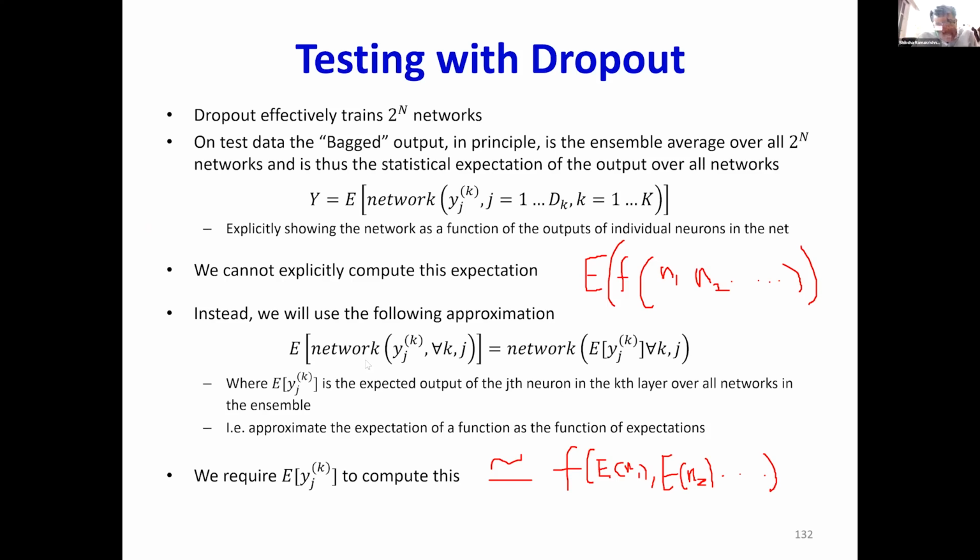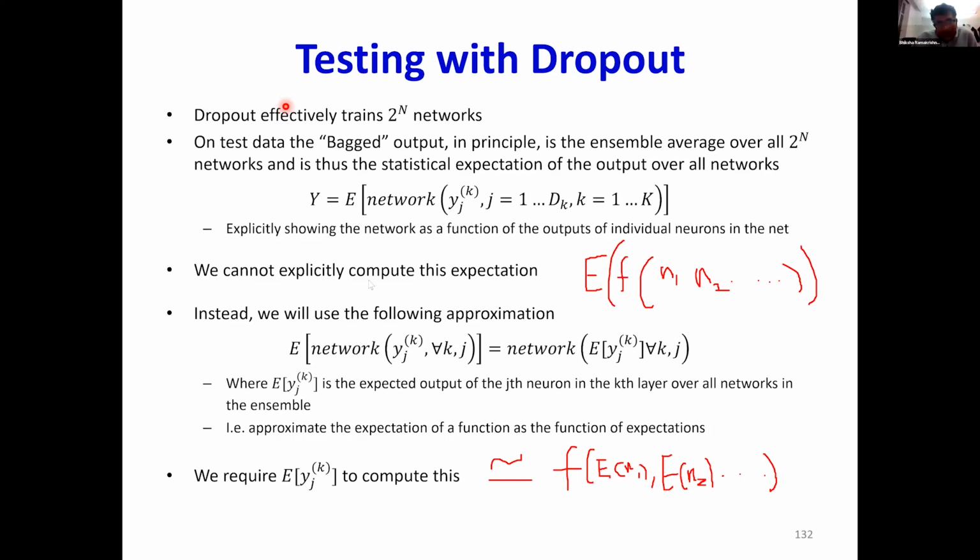Did this make sense? The approximation I'm making, is it clear? Right? Instead of taking an expectation over all the functions of neurons, you're taking the function of the expectation of neurons. Are these two going to be the same? Anyone? Guys, are these two going to be the same? If they are independent, they would be the same.